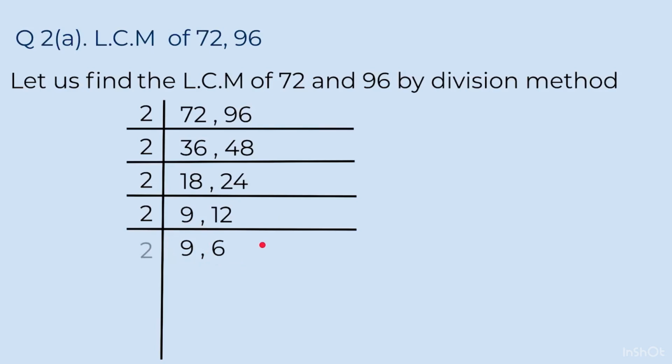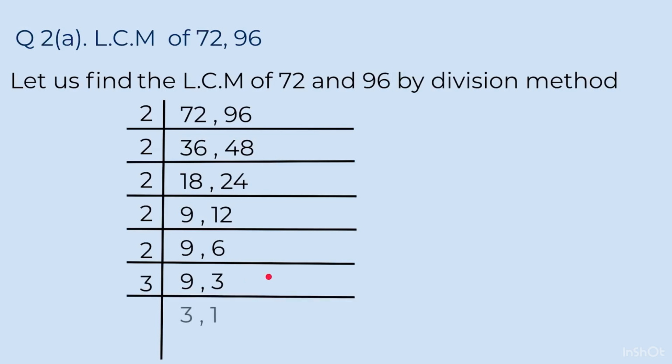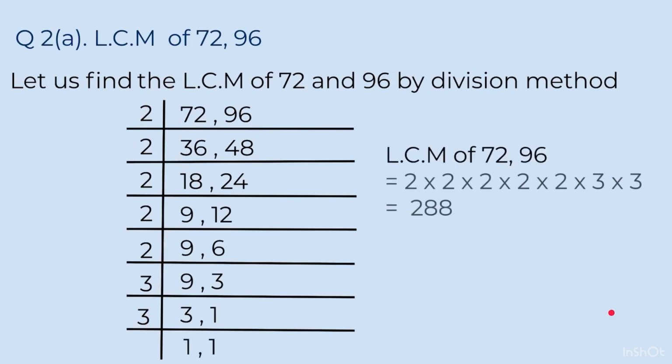This is again divisible by 2. So 9 we copy as it is, and 6 becomes 3. Now we'll divide by 3. 9 will go 3 times and 3 will go 1 time. Now again we'll divide by 3. Now we have come to 1 and 1. So the LCM is the product of all these numbers. LCM of 72 and 96 is 2 into 2 into 2 into 2 into 2 into 3 into 3, which gives us 288.